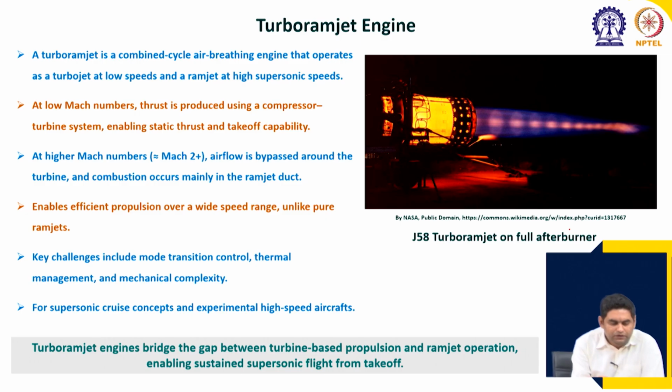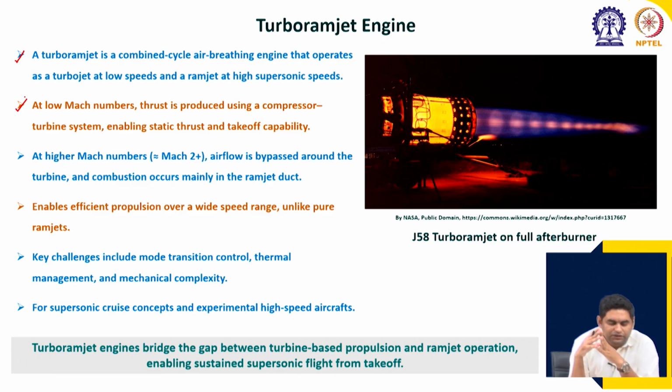A turbo ramjet is a combined cycle air breathing engine that operates as a turbojet at low speed and a ramjet at high speed. So, it combines features of both, and it avoids the drawbacks of both. It is also possible to use it at very low velocities, and also at very high velocities where a turbojet will not be able to generate thrust.